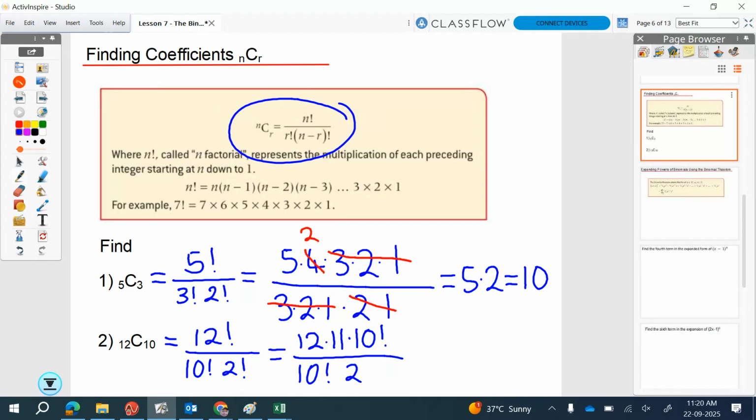The reason I do that, you only need to pull out as many terms as are going to get cancelled off. It's that 10 factorial cancelling that 10 factorial. So you're left with 12 divided by 2, which is 6. So 6 times 11, 66.